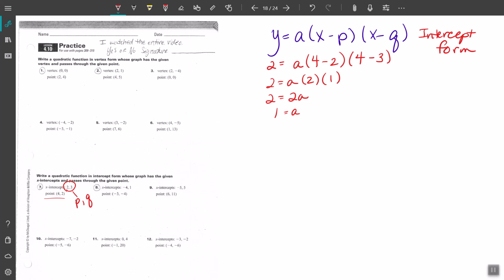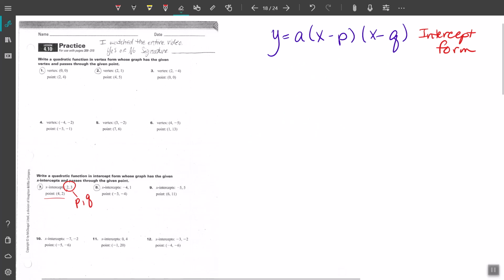So we're going to take that, plug all this information back up into our intercept form, leaving the y and the x spots open just like we always have done. We're going to leave the a unwritten because it is 1, so we assume it to be 1, and we'll write in our p and our q values like that, and there's our intercept form for that set of information there.